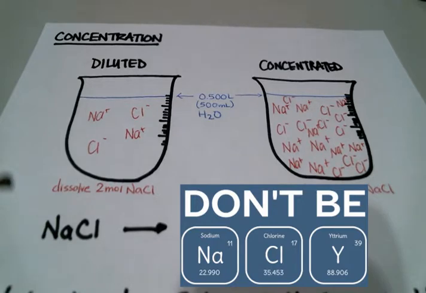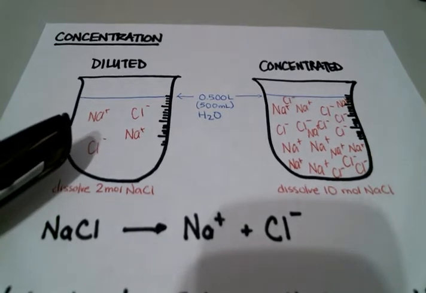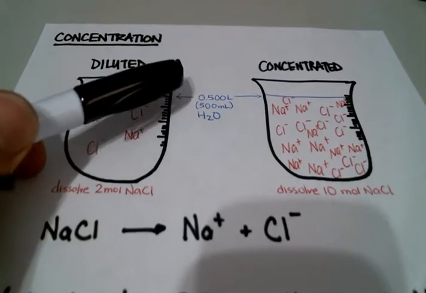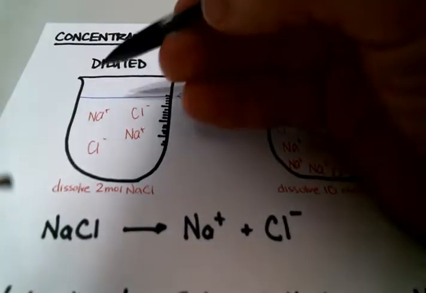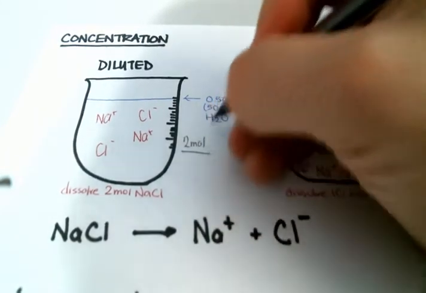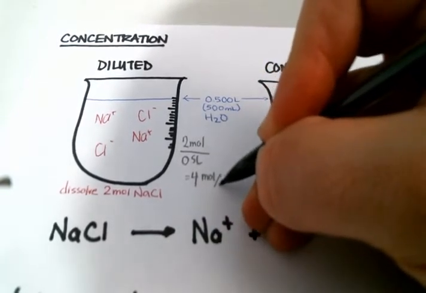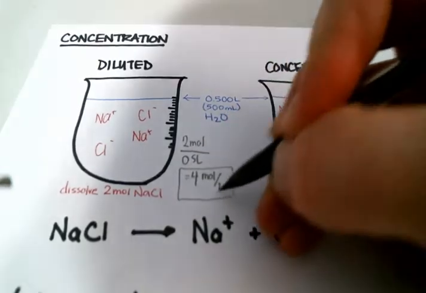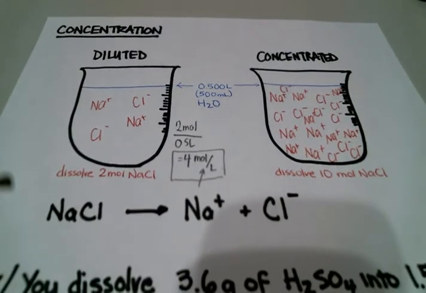Now, when we're calculating the concentration of these things, concentration is calculated by dividing the number of moles that you've dissolved into the water, or whatever the solvent is, by the volume of the solvent that you've used, in this case 0.500 liters. So if I were to figure out what the concentration of this one was, well, I dissolved 2 moles per 0.5 liters of water, and that would give me a concentration of 4 moles per liter. This is the unit that we use for concentration, and it's essentially a numeric value of how many moles there are in the water for each liter of water that's there.